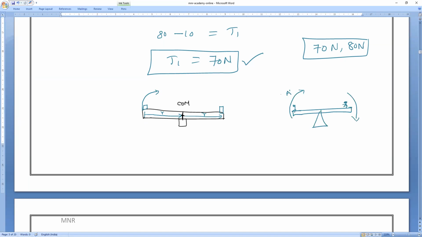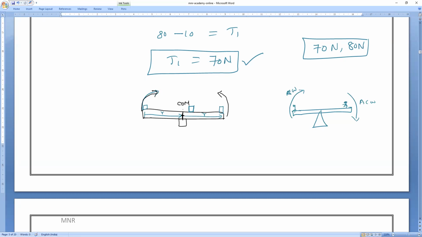This one will take clockwise and this one will take anti-clockwise. So what will happen now? I am putting one more extra person here. Now you tell me, will this person take clockwise or anti-clockwise? Anybody? See, actually this person is taking anti-clockwise and this person is taking clockwise.